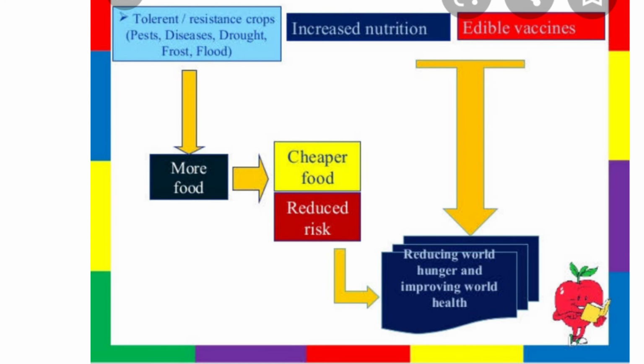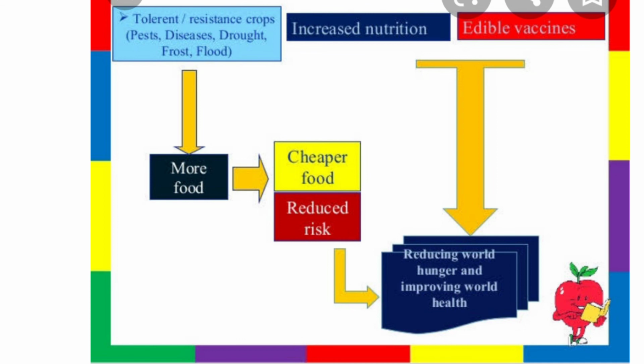Next is increased nutrition, which means that the population increases day by day and the balance of the food cycle, which is disturbed by this increase, is maintained by the production of GM foods through the genetic modification method. Next is edible vaccines, which means that with the help of genetic modification techniques we are able to use edible vaccines.